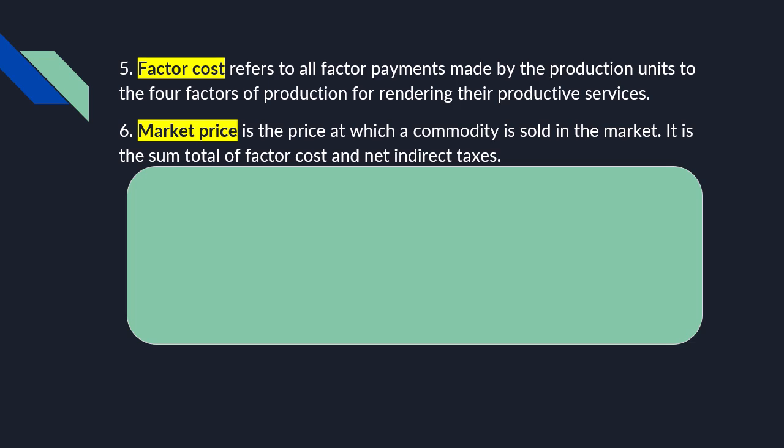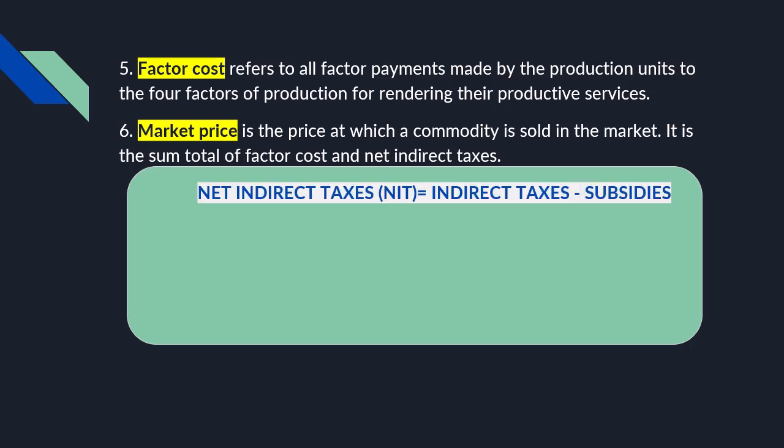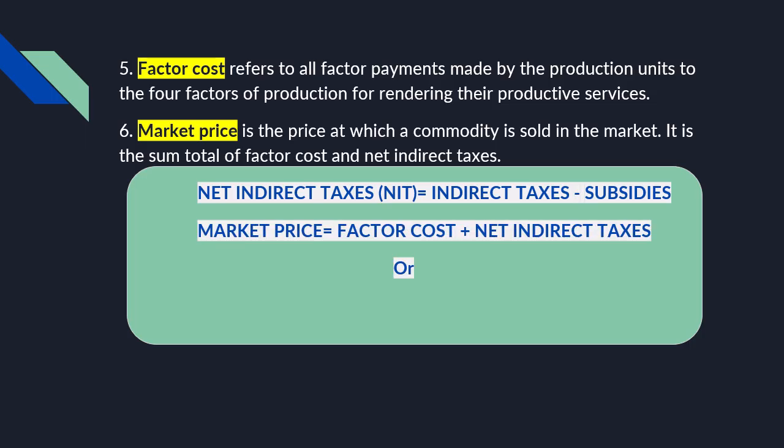So what production units do is calculate the net indirect tax. Net indirect tax is nothing but the indirect taxes minus subsidy. अब हम मार्केट प्राइस कैसे निकालेंगे? So the simple formula is factor cost plus net indirect taxes. ठीक है, अब हम इसी से ही दूसरा फॉर्मूला निकाल सकते हैं, factor cost.